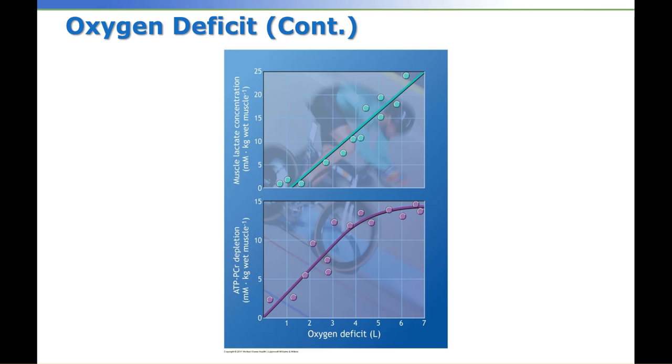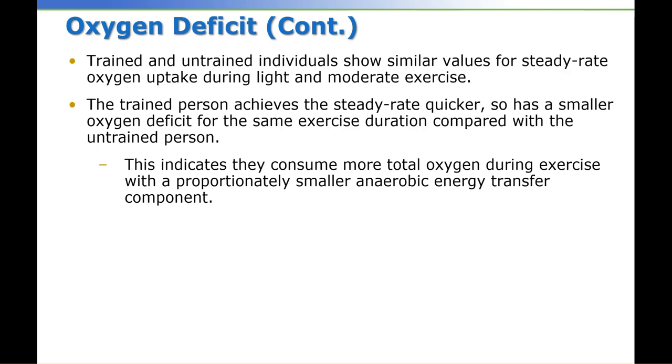So basically, a muscle's energy supply represents a smooth transition between anaerobic and aerobic sources, with considerable overlap from one source of energy transfer to another. Trained and untrained individuals show similar values for steady rate oxygen uptake during light and moderate exercise, and that's because they don't have to remove lactate, because it's light and moderate exercise.